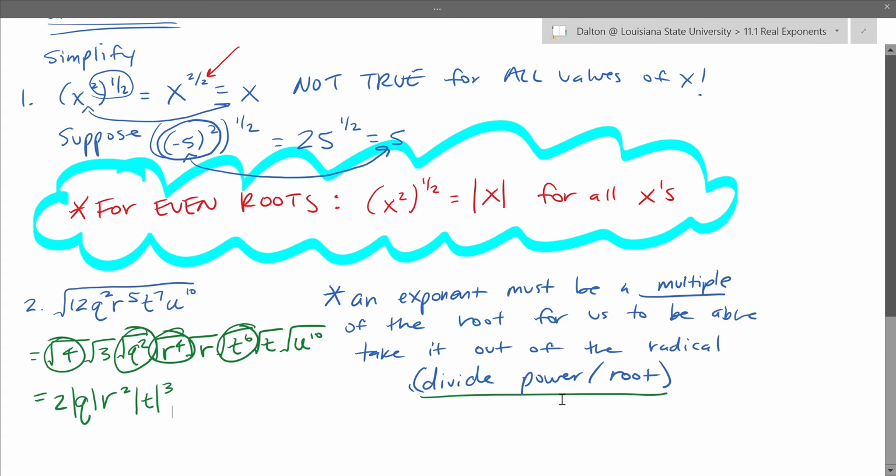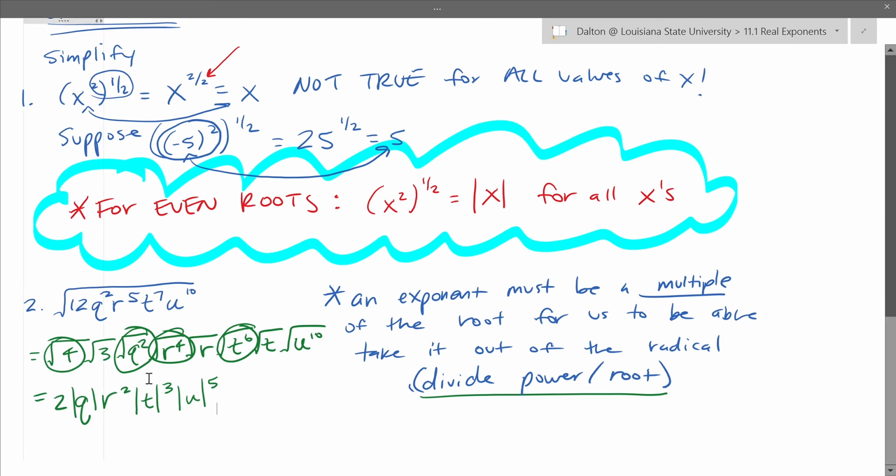The square root of u to the 10th power is u to the 5th power, right? 10 divided by 2 is 5. And again, I need the absolute value of u to ensure that it is positive, because anything raised to an odd power, I could potentially have a negative number if u were negative. So absolute value of u to the 5th power. So that takes care of all the square terms.